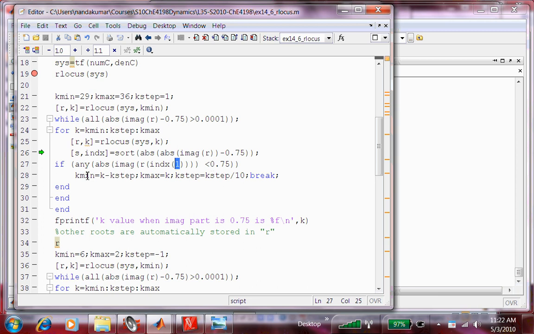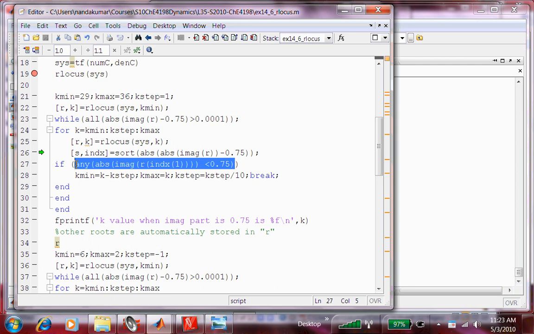If it is still less than 0.75, what do I need to do? Remember, what I'm doing is starting from some value of k29 and increasing it, and I know as I increase it, the root approaches 0.75. So I want to see whether it is still less than 0.75. If it is still less than 0.75, I need to make it go up and repeat that. If this condition is true, if any one of those roots is less than 0.75, that means I have crossed the threshold. So I want to come back and redo that scanning.